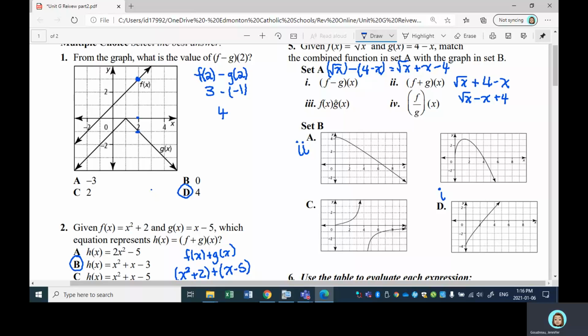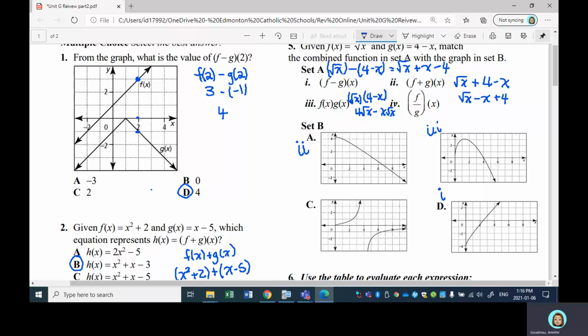F of x, g of x, see how they're just right tight together? This implies multiplication. So what we have is root x times 4 minus x, which would be 4 root x minus x root x, which if we graph that one ends up being this guy right here, which should be B. So this would be the third one.